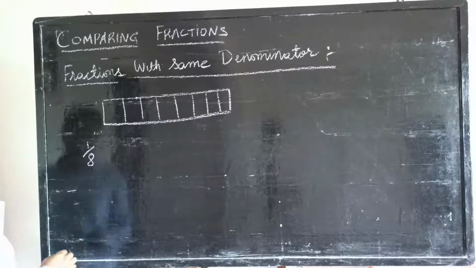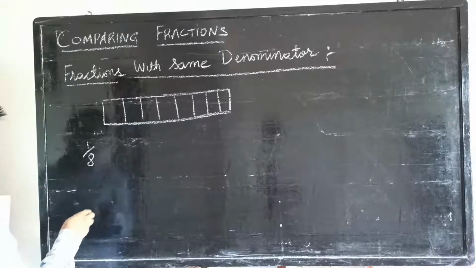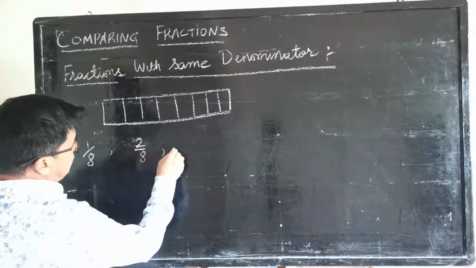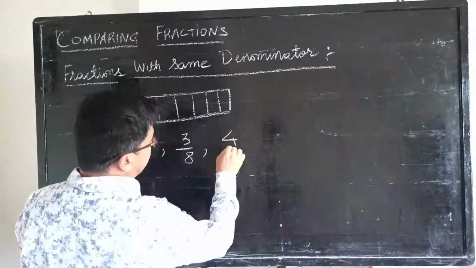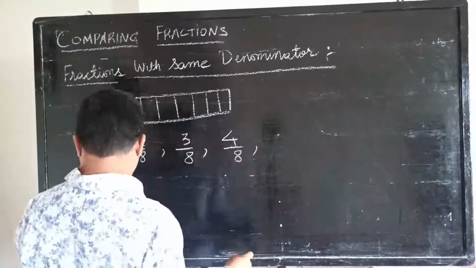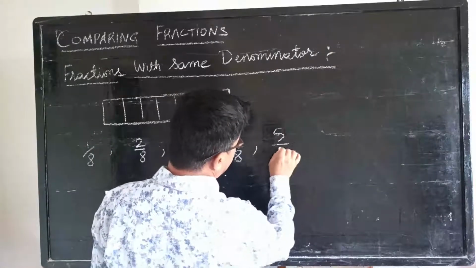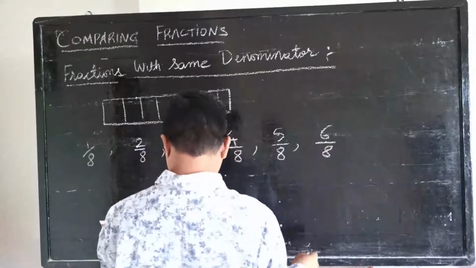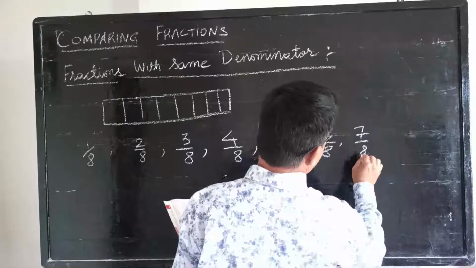Again, the second one is there. Another figure is 2 upon 8, 3 upon 8, 4 upon 8, 5 upon 8, 6 upon 8, and lastly 7 upon 8.